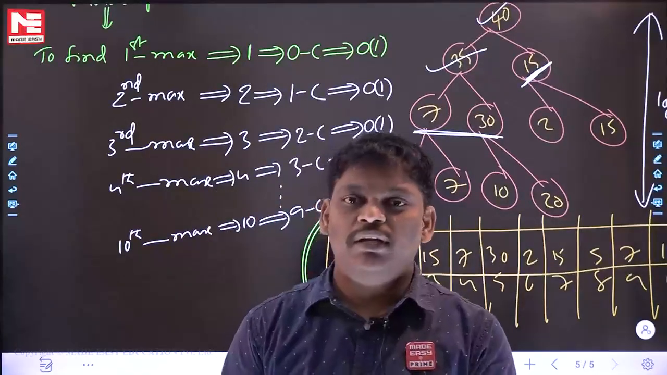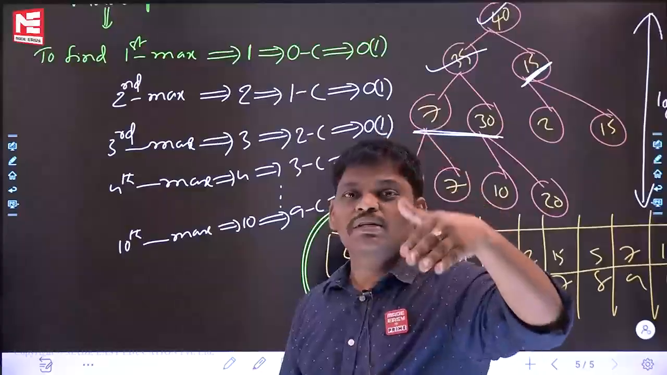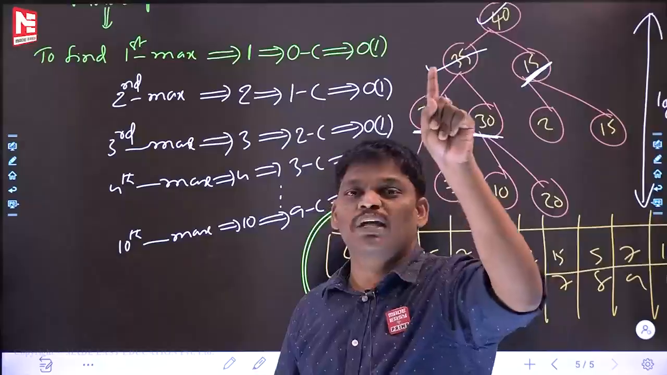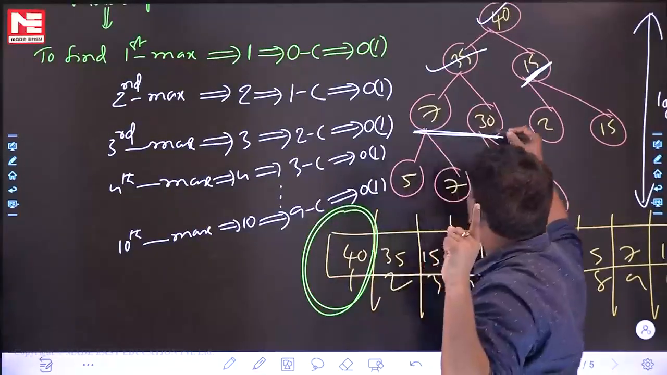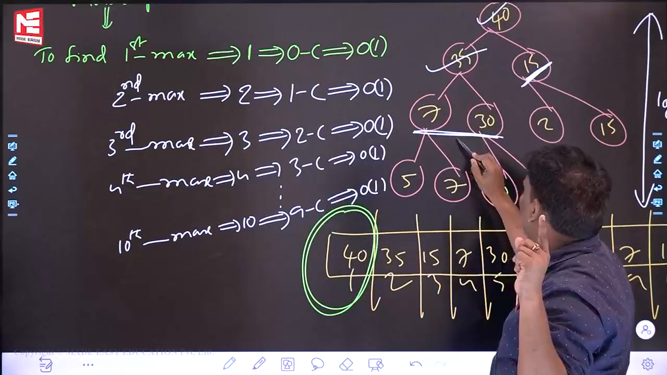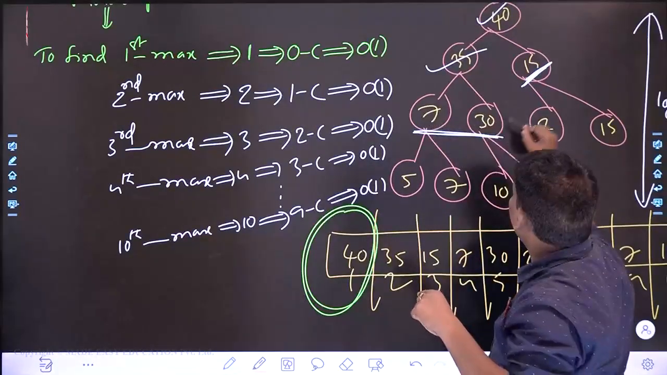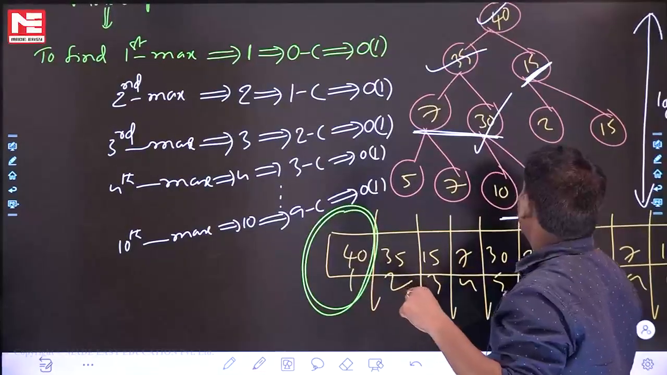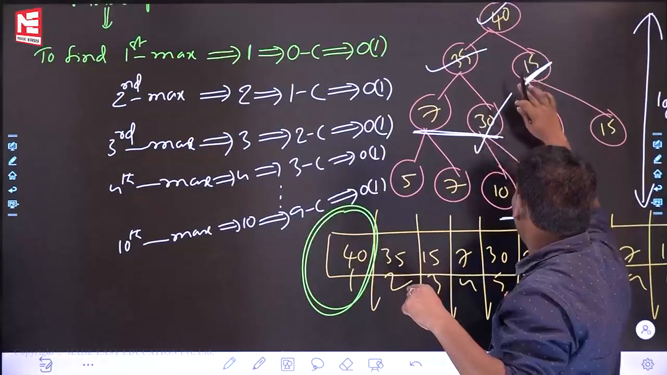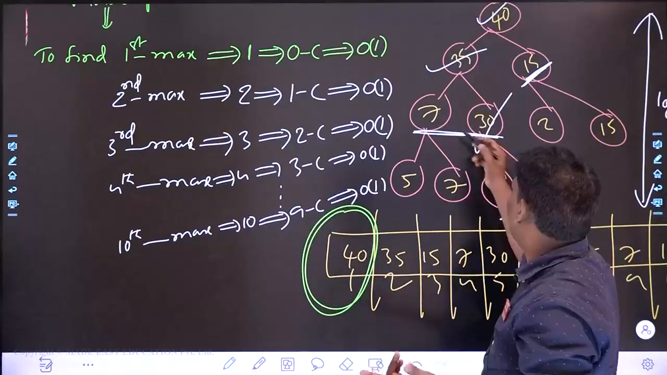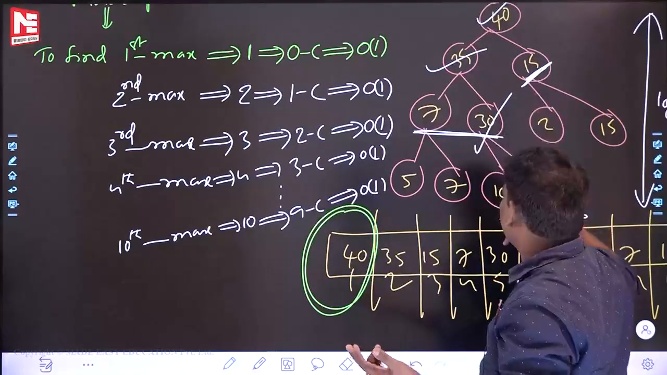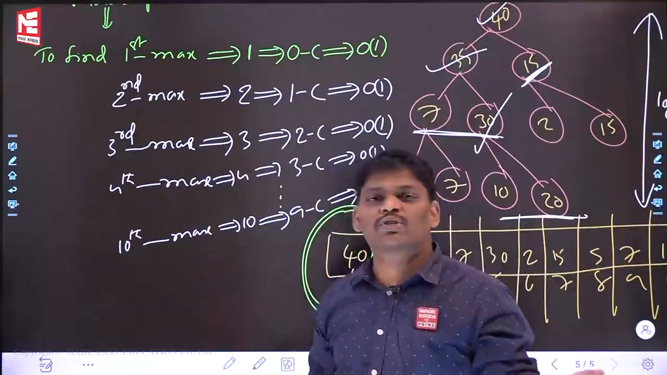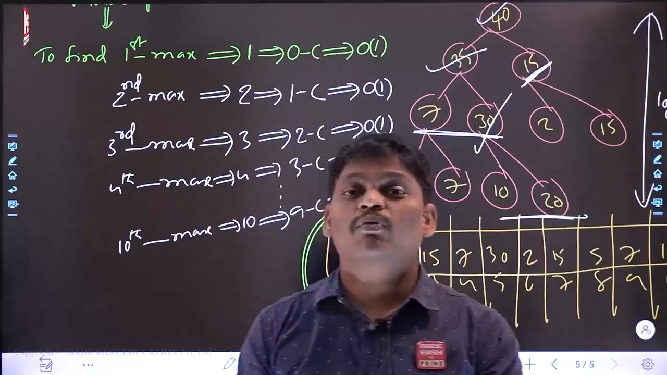Third maximum: every time what happens is 1 person is the winner, he will go, and their 2 children will come. Means 1 going, 2 coming. What is the meaning? 1 extra coming. If you see this one, 35 went, their 2 children came. What is the third maximum? 7, 30, 15. Who is the maximum? 30. Next, 30 will go, their 2 children will come. 1 going, 2 coming, 1 extra. Every time 1 will go, 2 are coming. Like that you keep on comparing, you will get the first maximum, second maximum, third maximum and so on. But one thing I want to ask you.